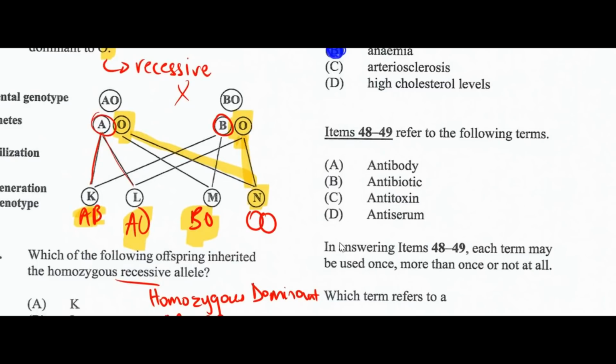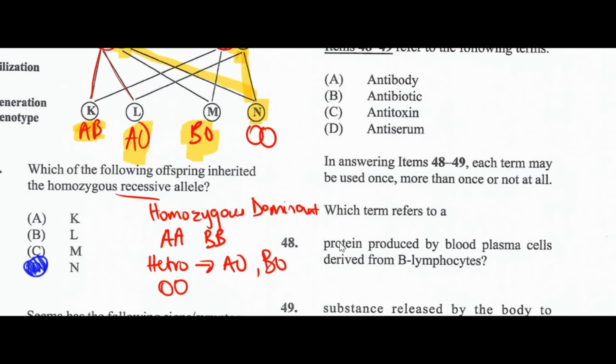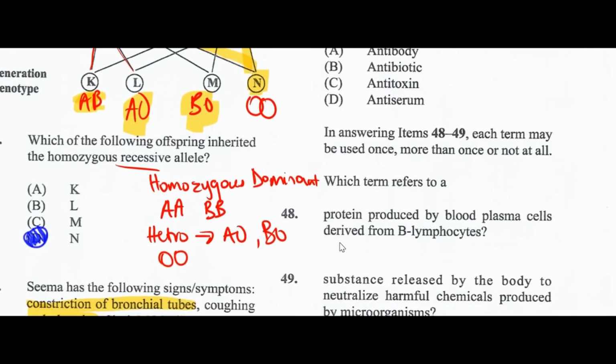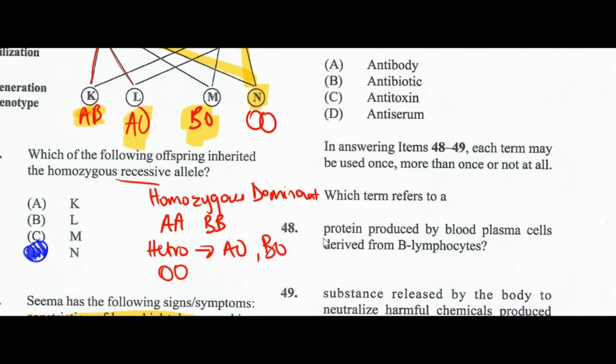Items 48 to 49 refer to the following terms: antibody, antibiotic, antitoxin, and antiserum. In answering, you can use the terms once, more than once, or not at all. Which term refers to a protein produced by blood plasma cells derived from B lymphocytes? That's antibodies. Antibodies are used to fight infections and germs. So A, produced by the B lymphocytes. Some T lymphocytes help out as well, but hey.